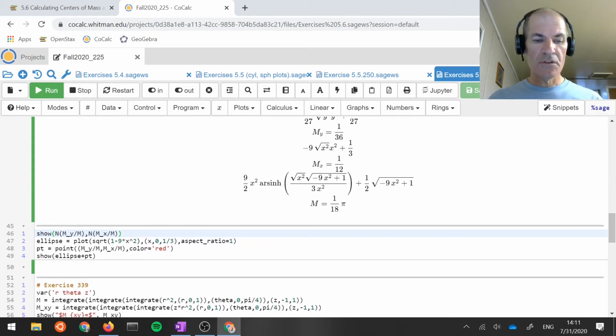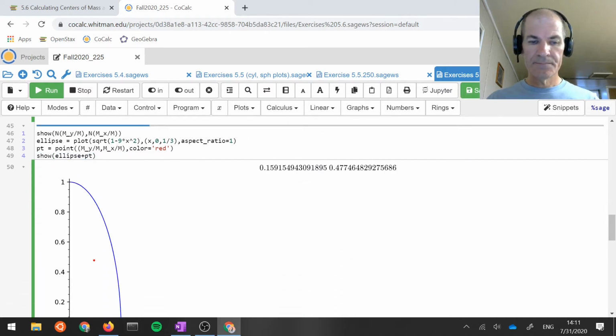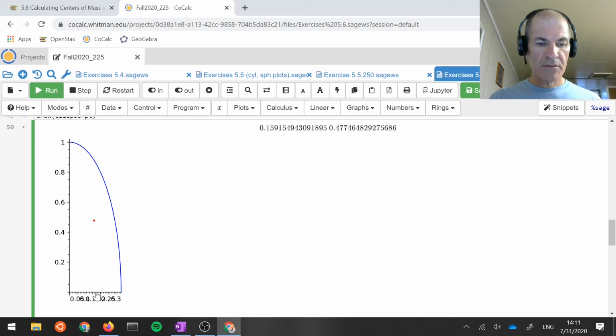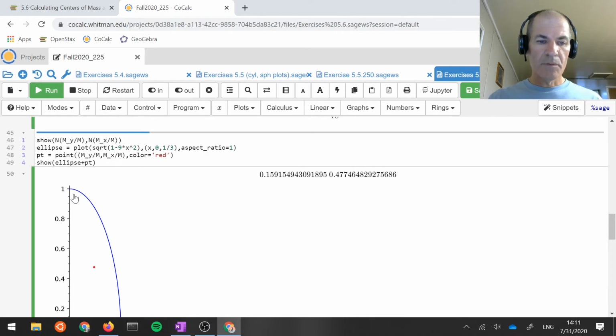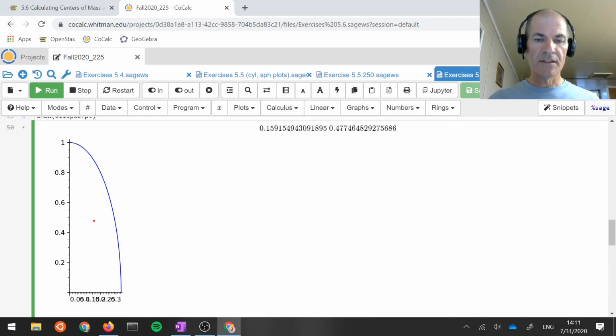I'm also going to do the visualization here. So I'll plot the ellipse over just the x values that we're interested in, and I'm also going to overlay a red point at the location of the center of mass, and then I'll show both of those on the same plot. So let's do that. All right, we see that the center of mass is around 0.16, 0.48, 0.16 right about here, 0.48 right about here, and that's that. The blue trace is the quarter of the ellipse that we were dealing with, and the red dot is the computed center of mass.